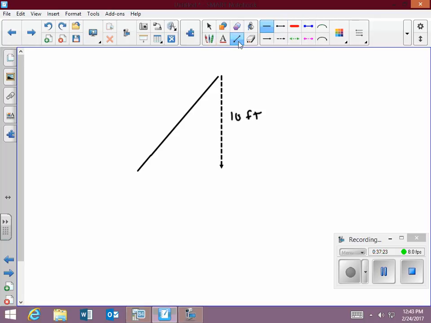So this is the ground. Like you say, this has got to be 10, and this is a 45-degree angle. How far away from the house will the bottom of the conveyor be placed? 10 feet. I think that's the way it is. The edge of the roof is 10 feet above the ground.